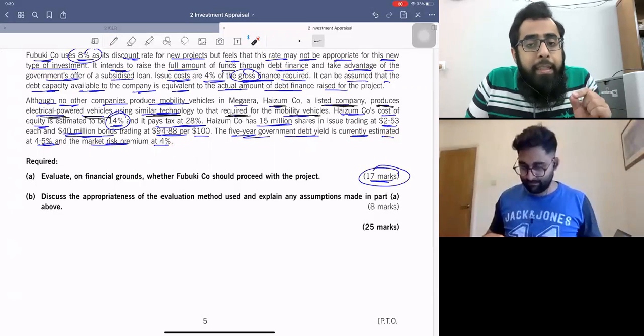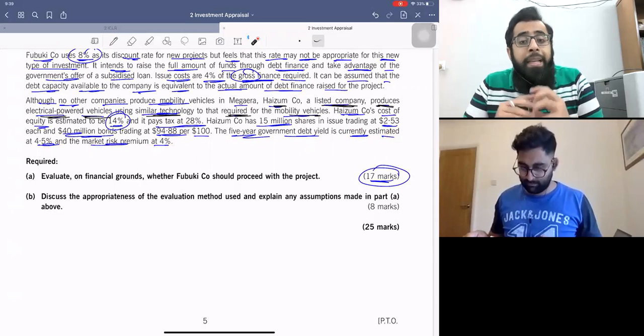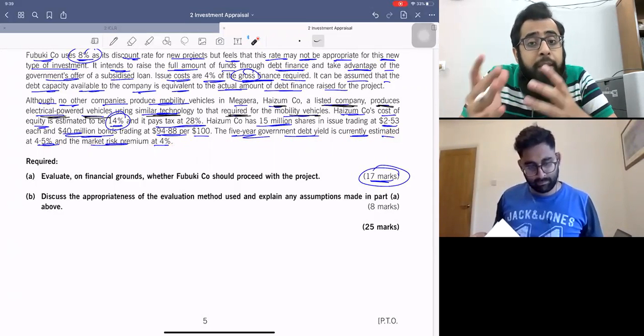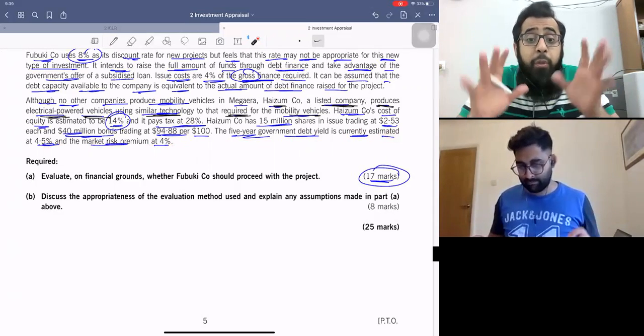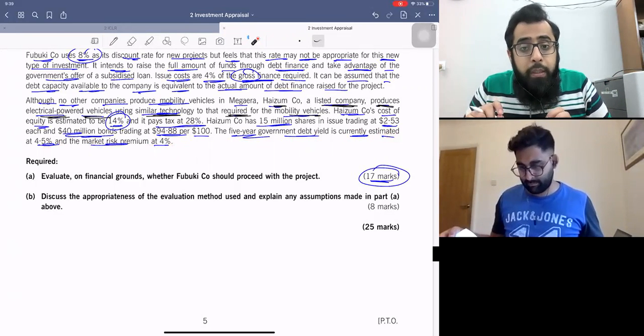Now, always learn one technique. Whenever you deal with financial management, try to solve it as much as you can. Don't get confused in the start. What I will do is I'm provided with the cost of equity.